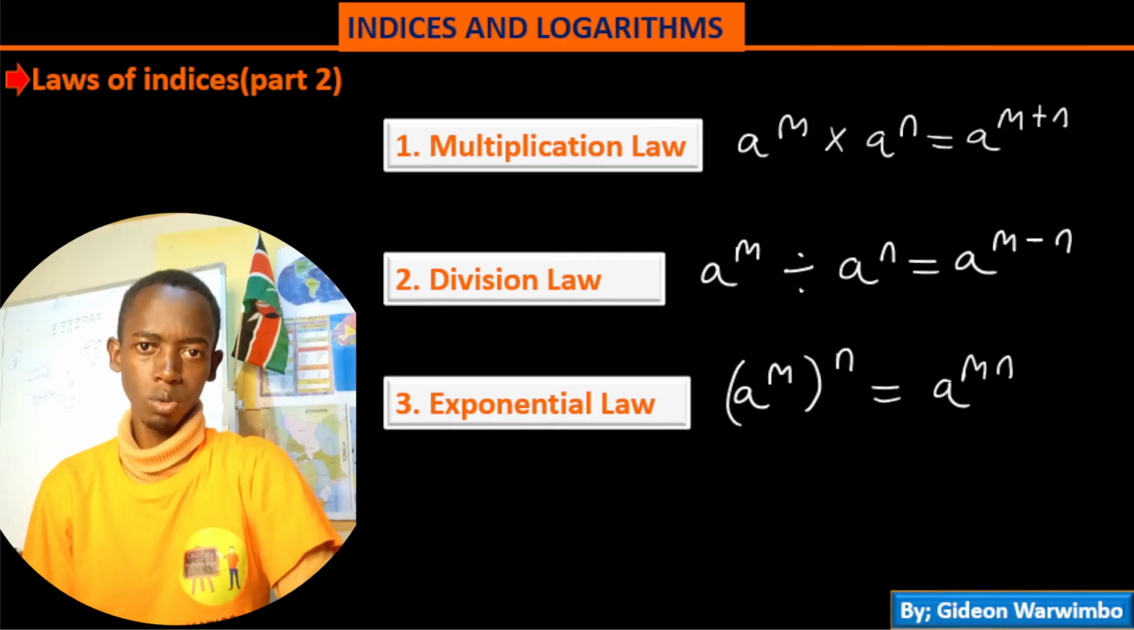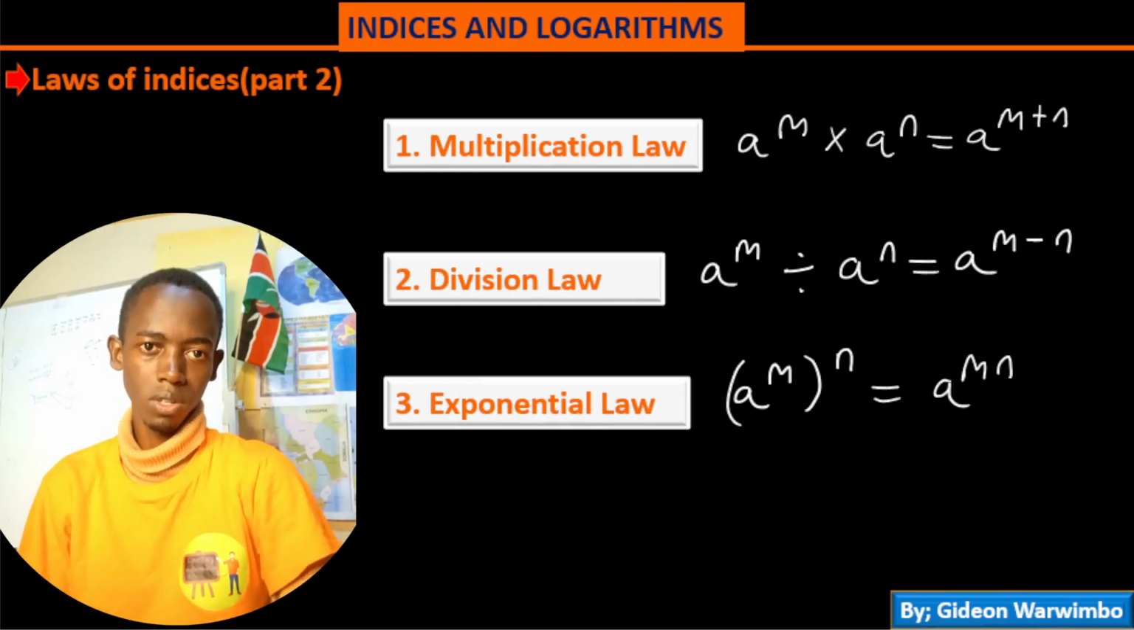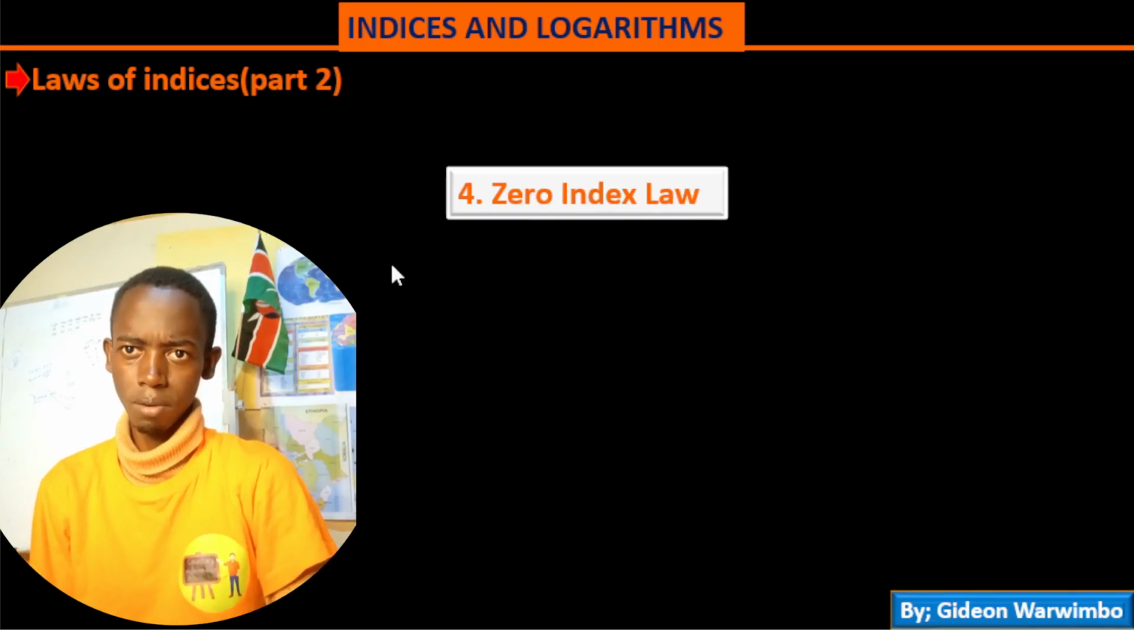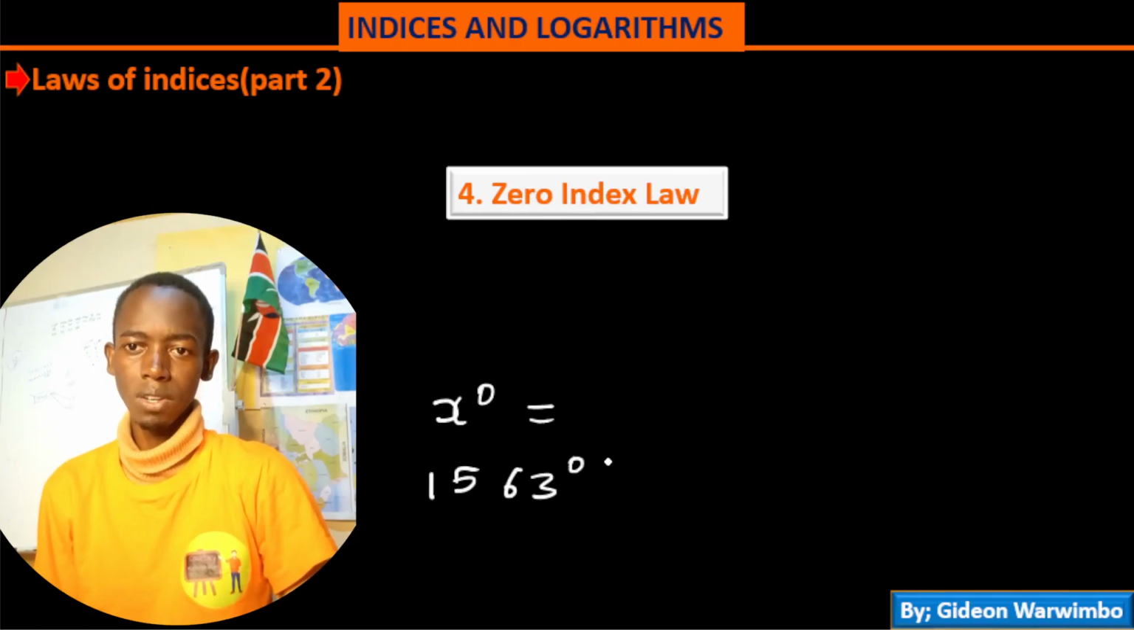So let's now move on to 3 other laws that are as well important, and laws that will be applicable in the questions that we'll be doing next. So we have the 4th law right here with us, and that is the zero index law. There are some cases that you are likely to get. As you tackle questions, you are likely to get something like x to power 0, and then you are supposed to give the value of that, or even a big number like 1563 to power 0.